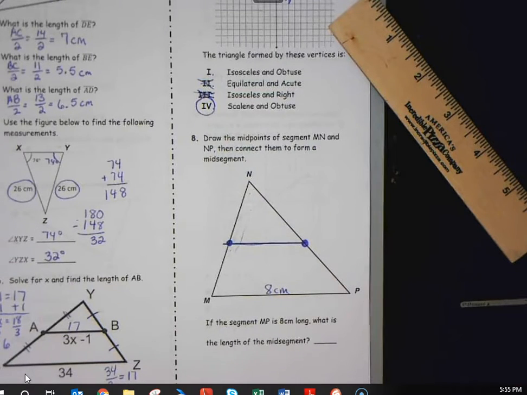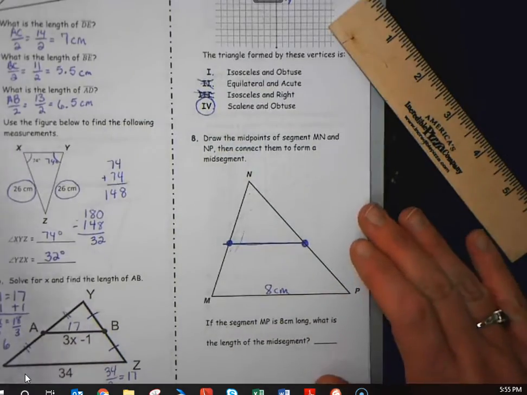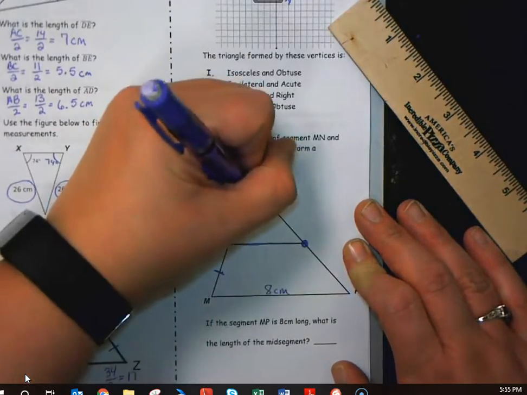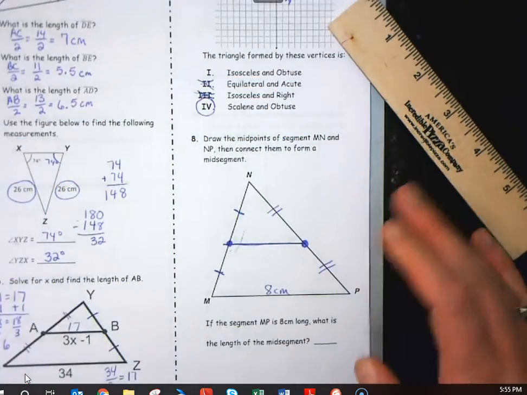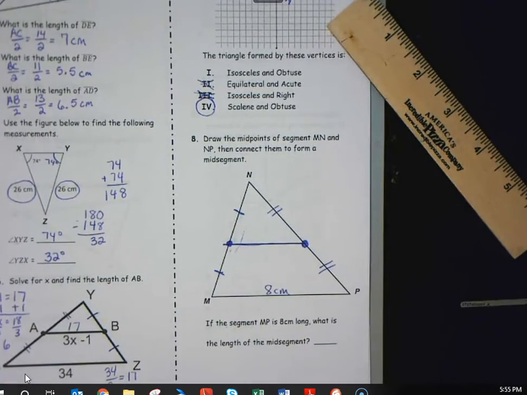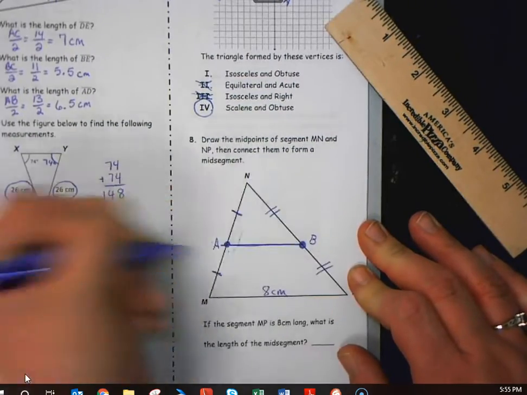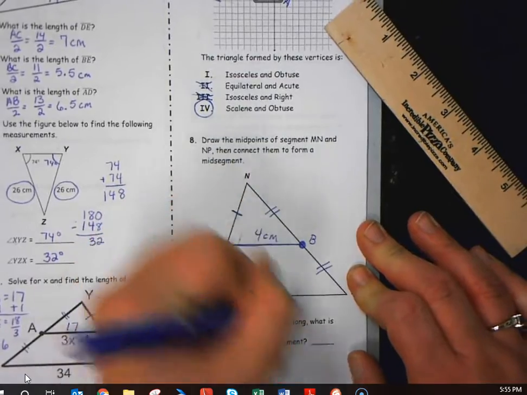And again, I can't tell for sure if that's a perfect midsegment. However, this is math class and it doesn't necessarily have to be perfect. Remember, what makes math accurate is labels. So if I make these labels, therefore it is now a midsegment. I made my tick marks, it's a midsegment. Now remember, a midsegment is half the length of the base. So if MP is 8 centimeters, then this new segment, let's call it AB, is 4 centimeters.